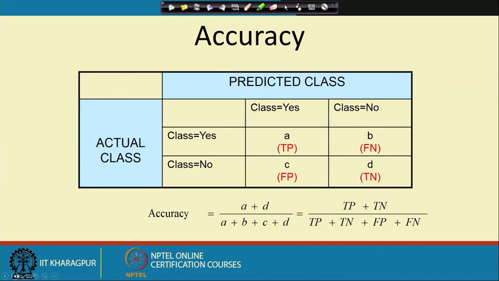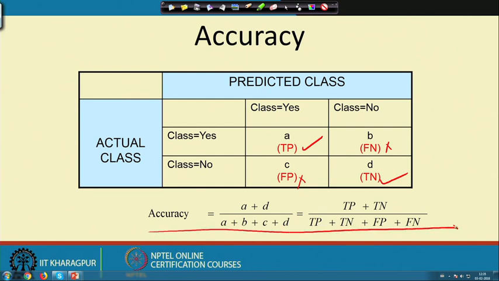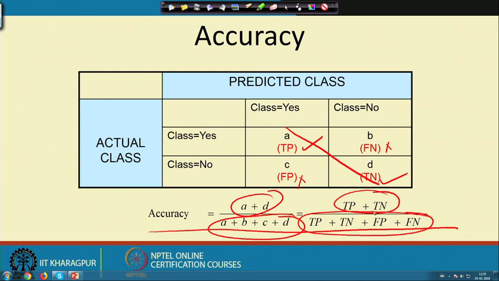Now, using this confusion matrix, I can define several metrics. Using true positive, true negative, false positive, false negative, I can define several measures. The most common is accuracy. It is the sum of the diagonal elements divided by the total number of elements. You accept that this is a good, important measure.